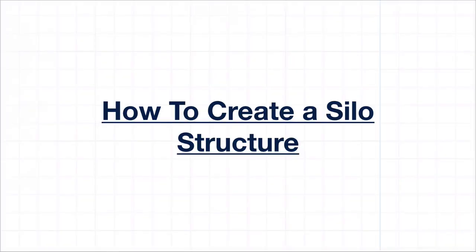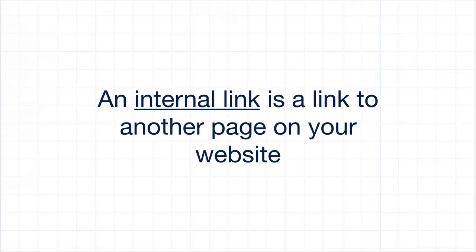Alright, so in this video, I want to talk about creating a silo structure. If you don't know what a silo structure is yet, let me introduce what an internal link is first. An internal link is a link to another page on your website. So you're linking from one page on your website to another page. Pretty simple stuff. It's just linking between pages to make it easier for visitors, or linking to relevant articles on your own website.